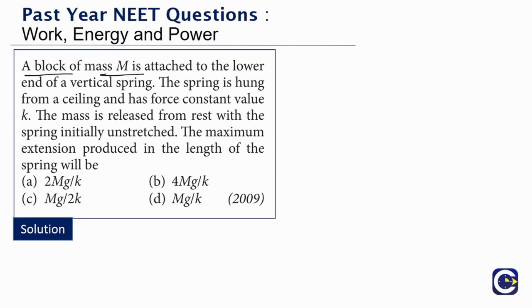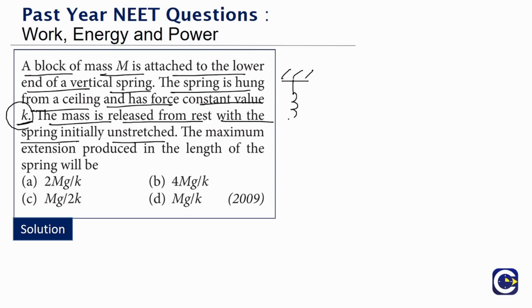A block of mass m is attached to the lower end of a vertical spring. The spring is hung from a ceiling and has a force constant K. This force constant we'll also call the spring constant or stiffness constant. This mass is now released from rest with the spring initially unstretched. Look at this: we have a spring in its natural, unstretched state, and we are attaching a mass m.